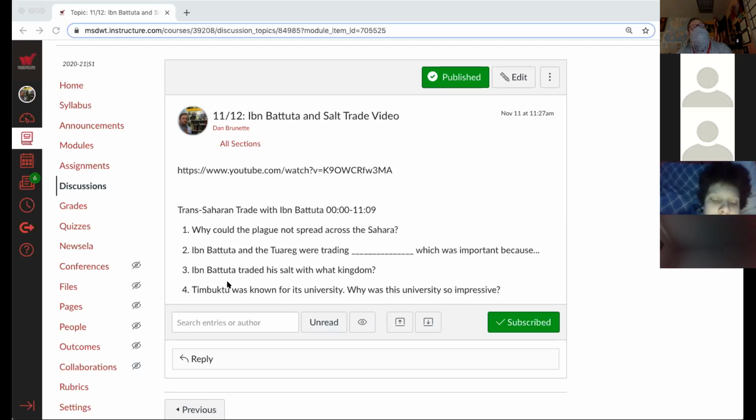So question 4 says Timbuktu was known for its university. Why was this university so impressive? We looked at this yesterday also a little bit. Why was the university at Timbuktu so impressive? Looking for somebody on Zoom to raise their hand. You can give me one reason. There's multiple. Okay, Olivia.